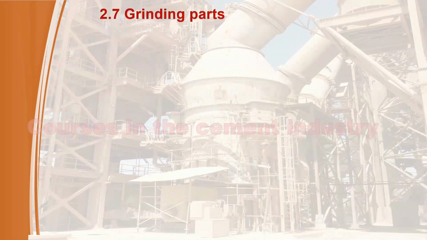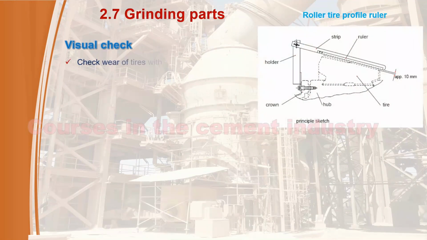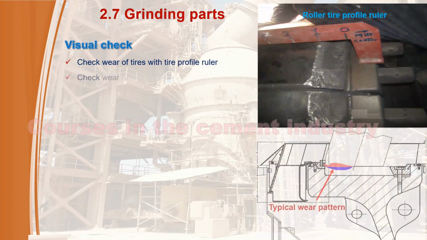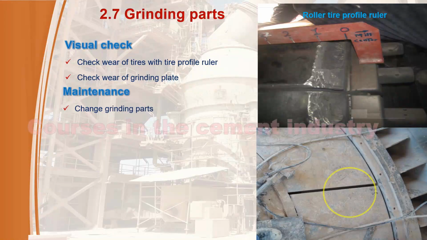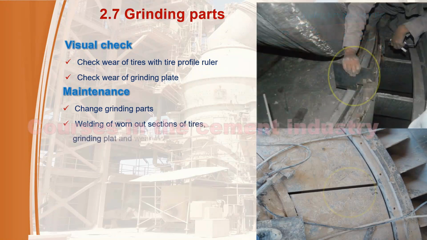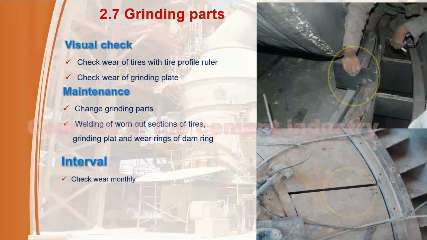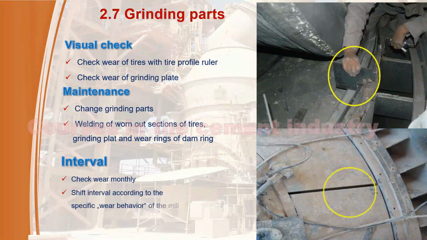Grinding parts. Visual check. 1. Check wear of tires with tire profile ruler. 2. Check wear of grinding plate. Maintenance. 1. Change grinding parts. 2. Welding of worn out sections of tires, grinding plate, and wear rings of dam ring. Interval. 1. Check wear monthly. 2. Shift interval according to the specific wear behavior of the mill.